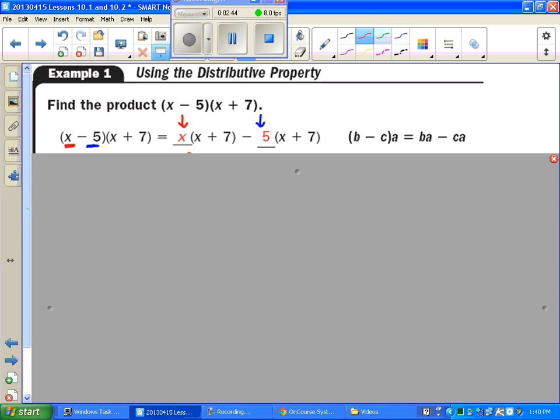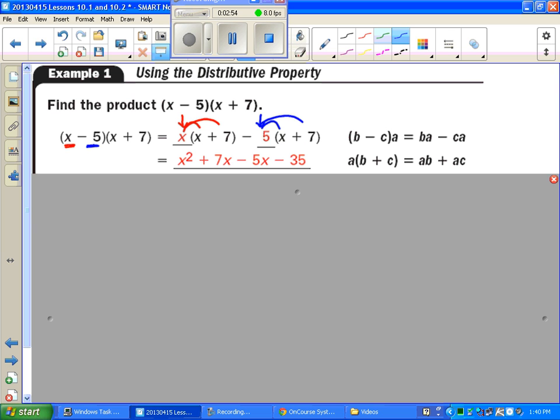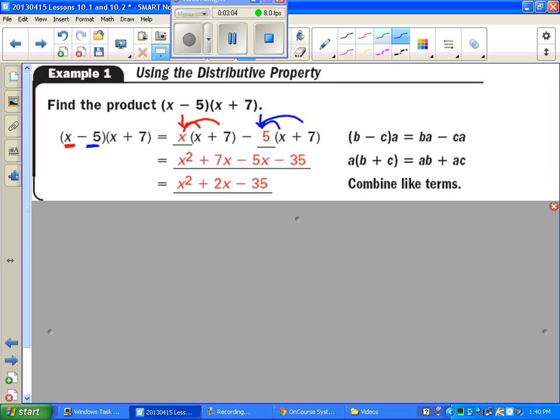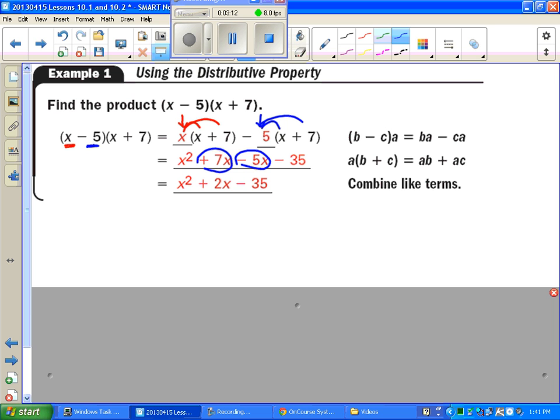So x times x will be x squared, and x times 7 will be 7x. And negative 5 times x is negative 5x, and negative 5 times 7 is negative 35. So we have x squared plus 7x minus 5x minus 35. The only thing to do at that point is to combine your like terms, 7x and negative 5x. 7 minus 5 is 2x. Notice: x squared plus 2x minus 35.